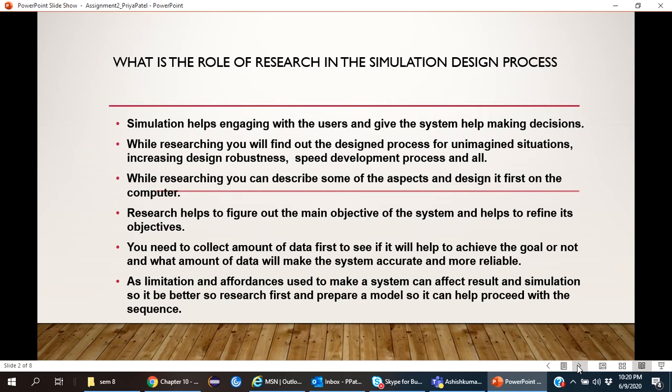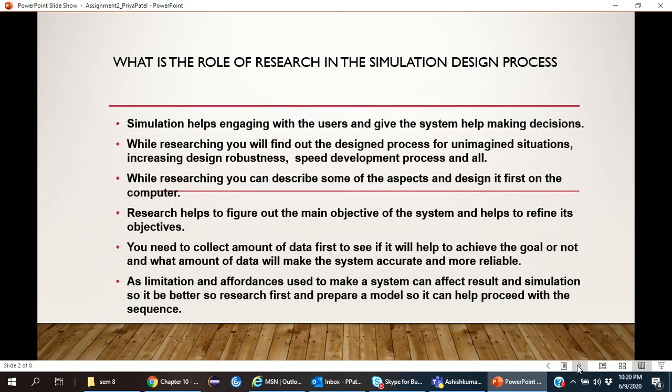While researching, you will find out the design process for unimagined situations, increasing design robustness, the pre-development process, and all. While researching, you can describe some of the aspects and design them first on the computer. Research helps to figure out the main objective of the system and helps to refine its objectives.